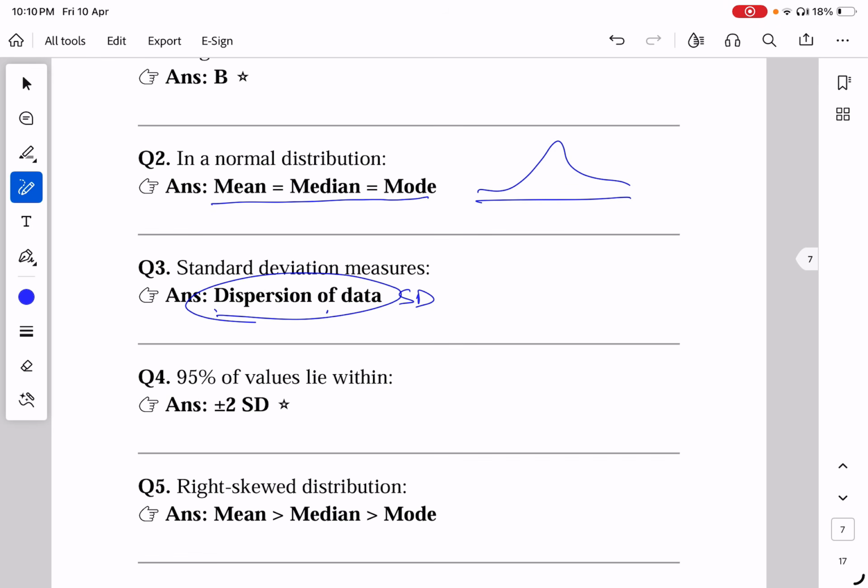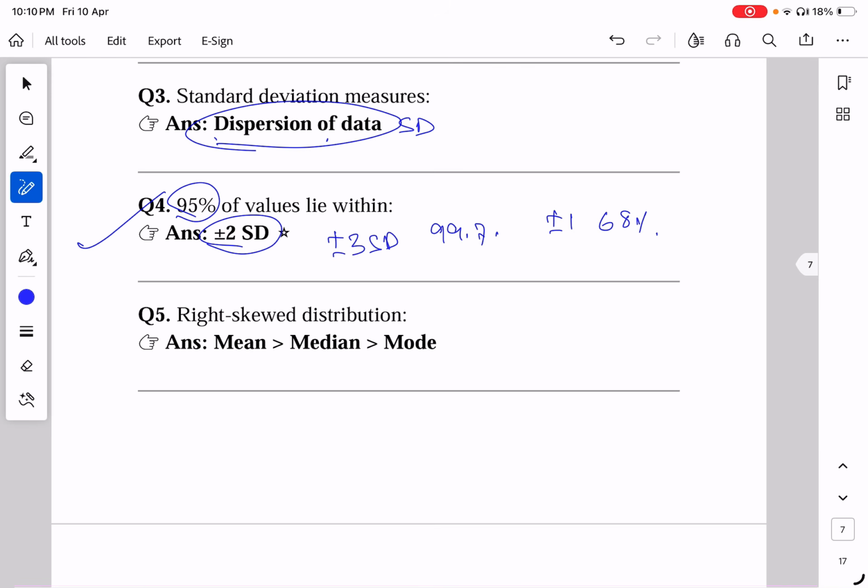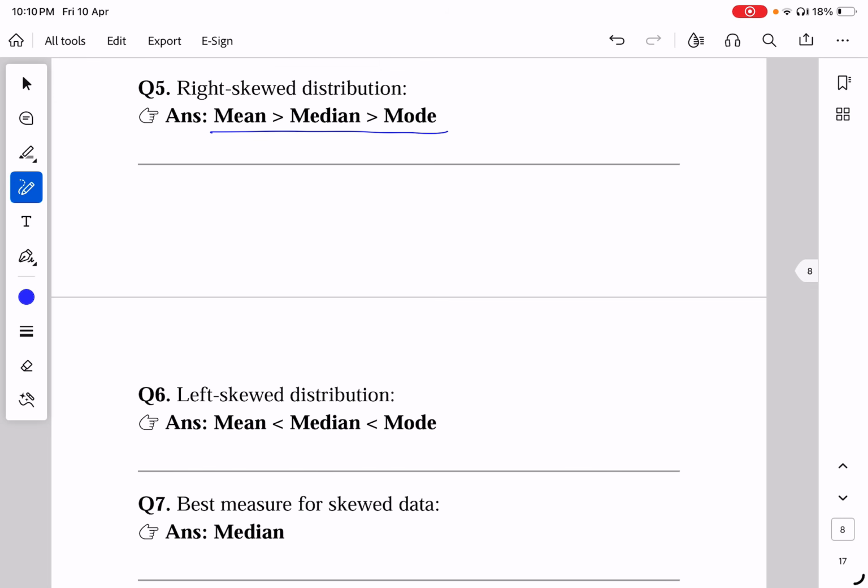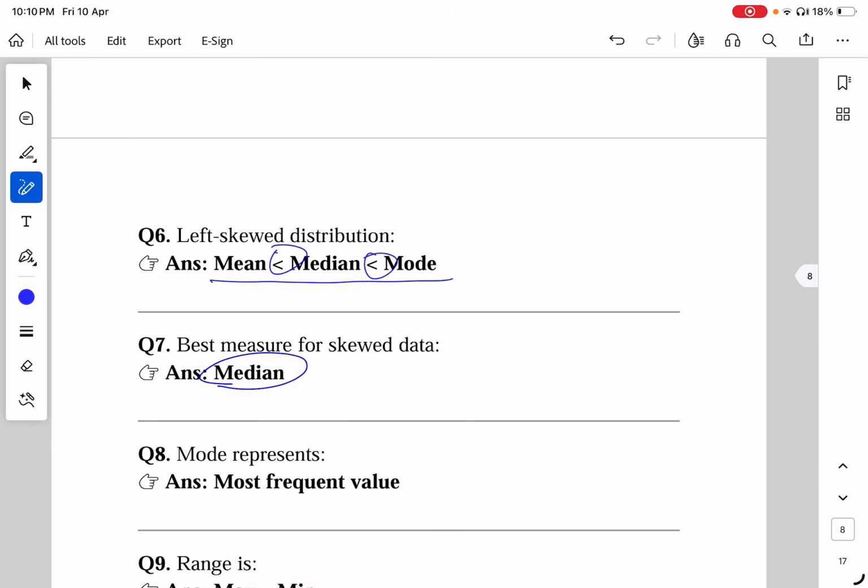Okay, and 95% of values lie within plus minus 2 standard deviations, and 99.7% of values lie within plus minus 3 standard deviations. Plus minus 1 standard deviation, 68% of values lie. This is important. Right skewed distribution, mean more than median more than mode. Left skewed means mean less than median less than mode. So remember these signs. Median is the best measure for skewed data.